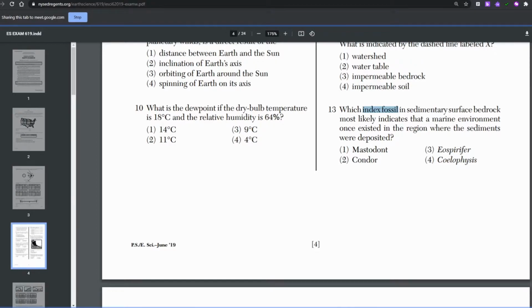Well, it's definitely a fossil. What does an index in a book do for you? Well, the index at the end helps me figure out where certain things are. An index fossil helps me figure out where certain things are.